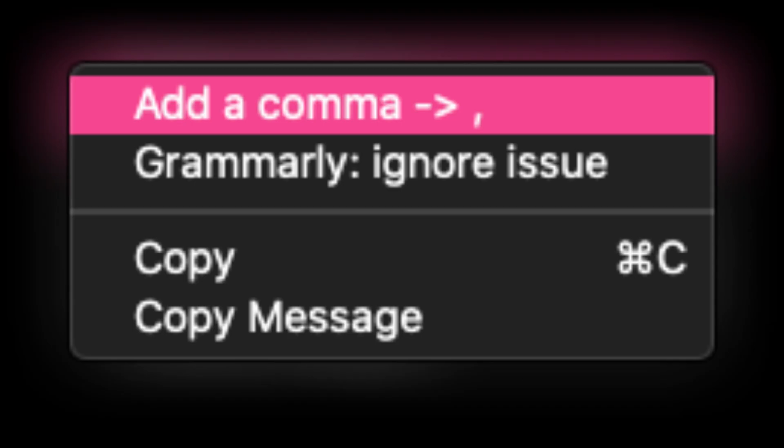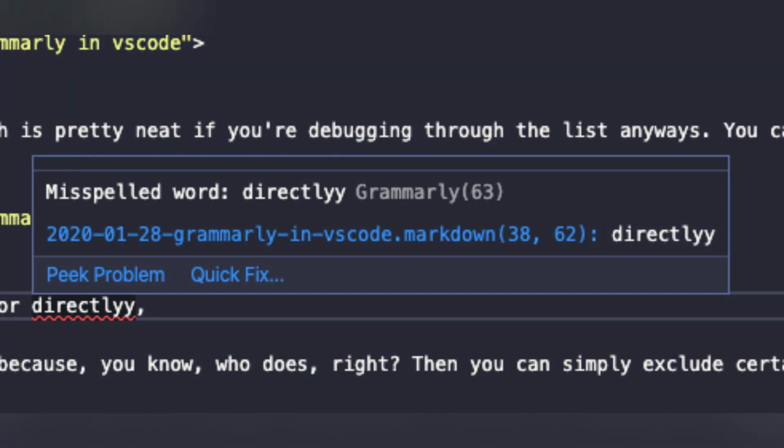Now here's the cool part. Your mistakes will show up exactly like code errors. If you check your problems list in the bottom of the screen, your typos will be right there with your broken functions. You can click on a mistake to jump to it or just hover your mouse over the underlined text directly in your editor to see the fix. Just click the correction and Grammarly swaps it out instantly.